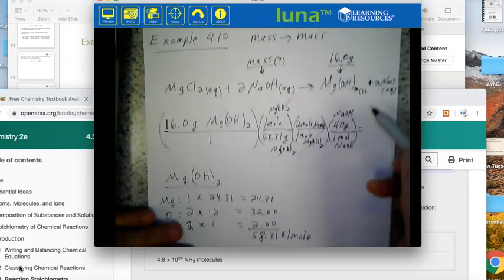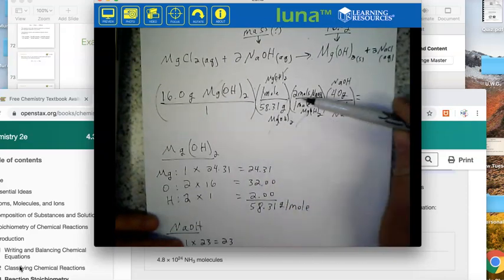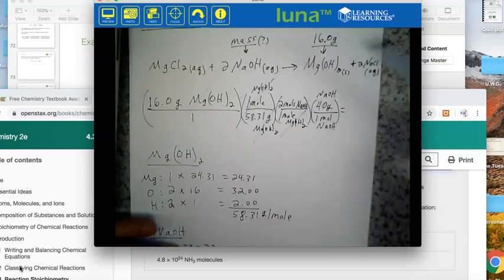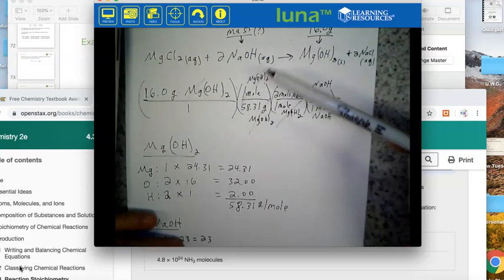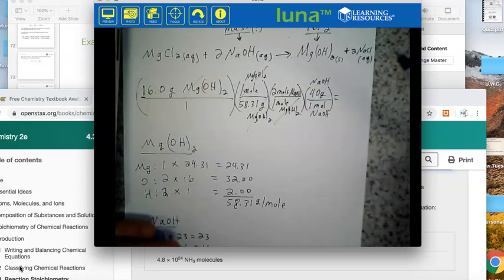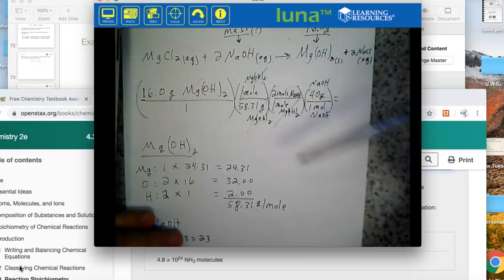It's a 3-step problem, right? Two of those steps you're using molar mass, and the one in the middle is using molar ratio. So no matter what you're doing, when you're doing a mass-to-mass problem, this is basically how you're going to set it up. You use molar mass first, and then molar ratio, and then molar mass again. And if you don't know how to do that, the units kind of tell you what you need to do, right?